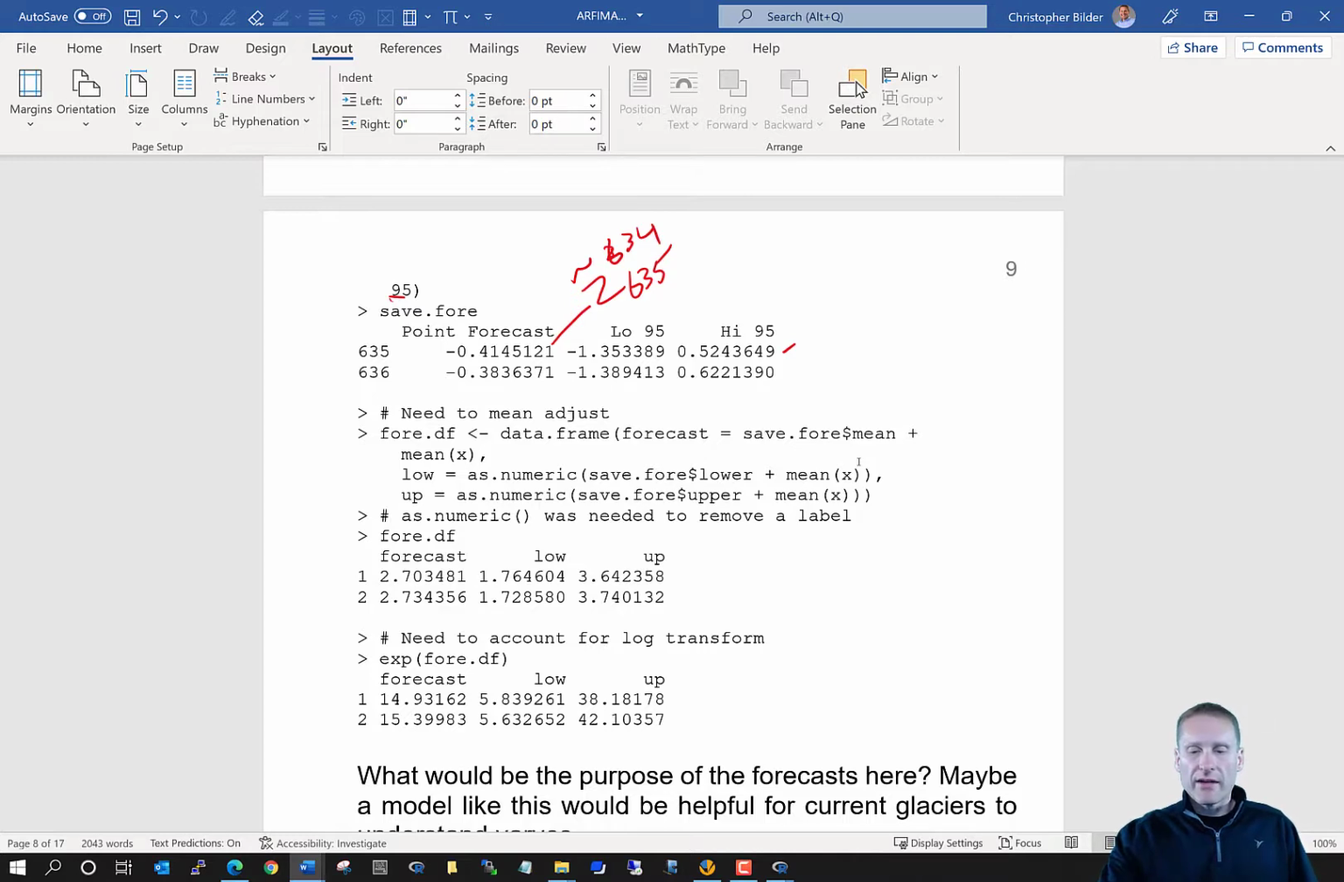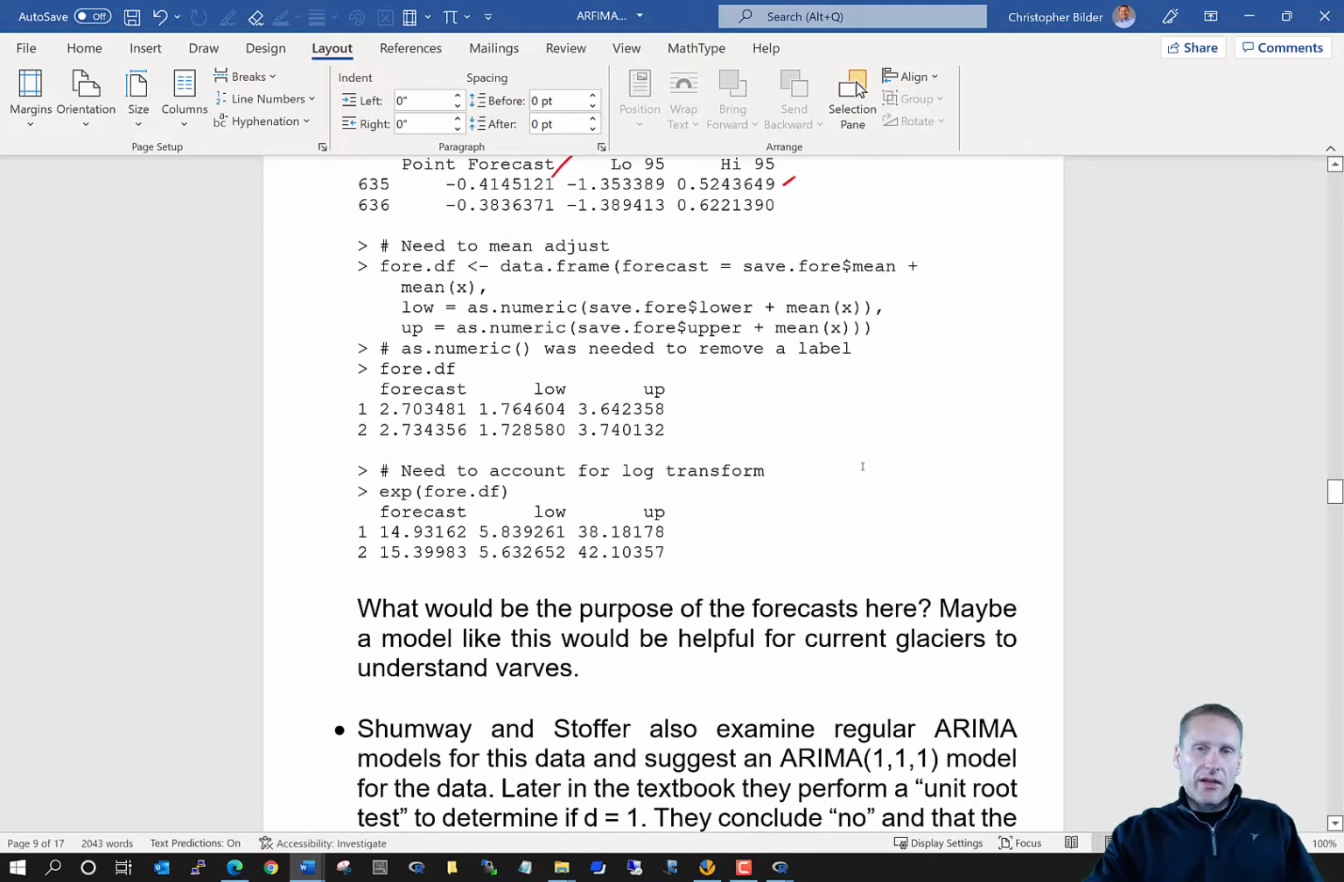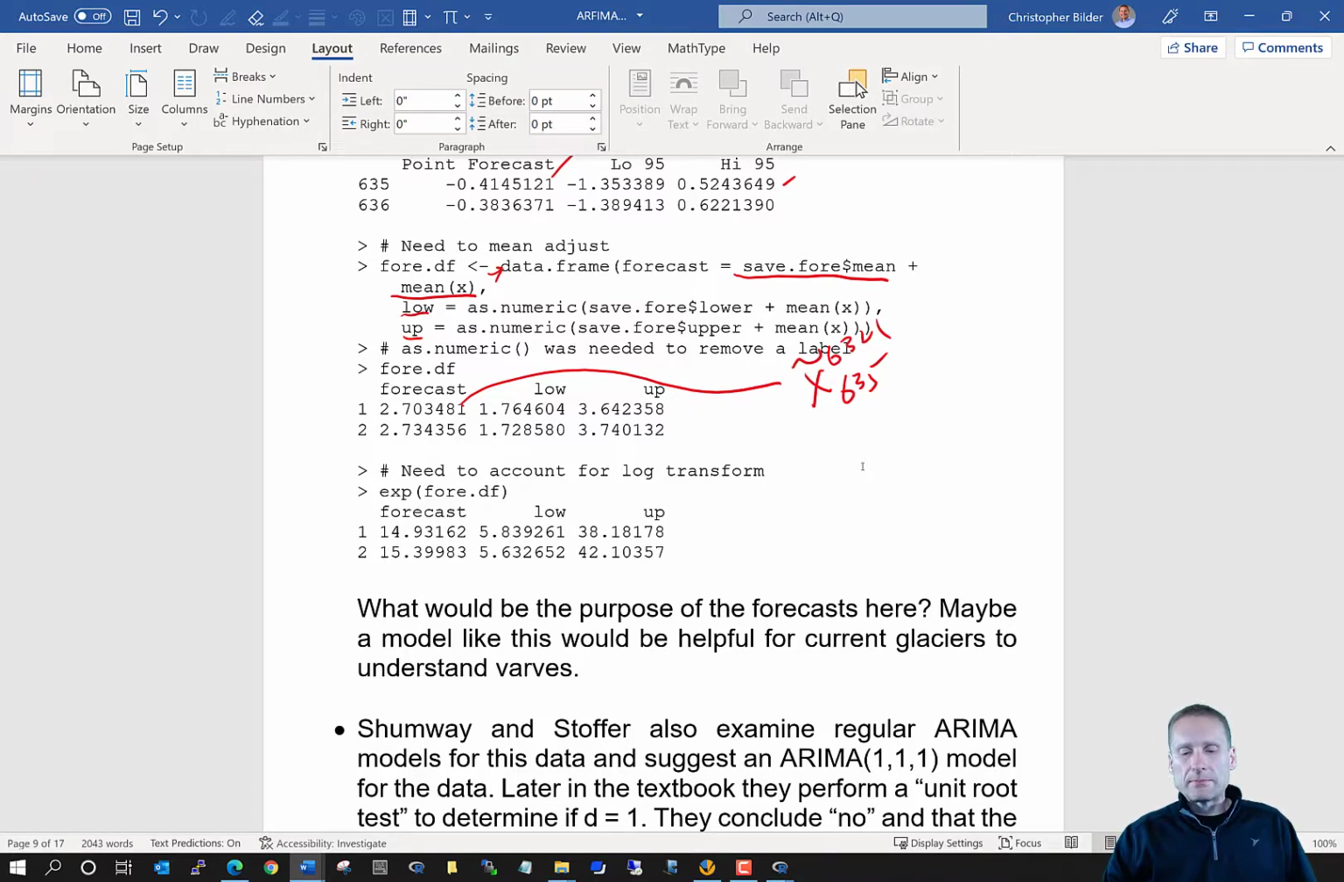Here's the corresponding forecast. I can now take into account that mean adjustment by simply putting into a data frame here my forecast plus the mean of the series. I do the same thing with my lower bound and my upper bound and my corresponding 95% intervals. And so now here we have x tilde 635 with a superscript 634. Since I used the log transform to begin with, I use the exponential function. So finally then, I get y tilde 635, 634.